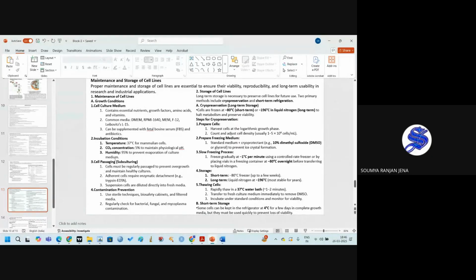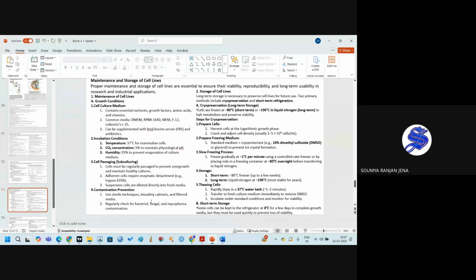After the cells grow properly, we go for passaging or subculture. In the subculture process, we prevent overgrowth and maintain healthy cultures, and adherent cells require enzymatic detachment like trypsin. In suspension culture, we dilute into fresh media. Adherent culture is like kidney cells; suspension culture is like blood cells. And most importantly, we prevent contamination using sterile techniques, biosafety cabinets and filtered media, and regularly we also check for bacterial, fungal and mycoplasma contamination.